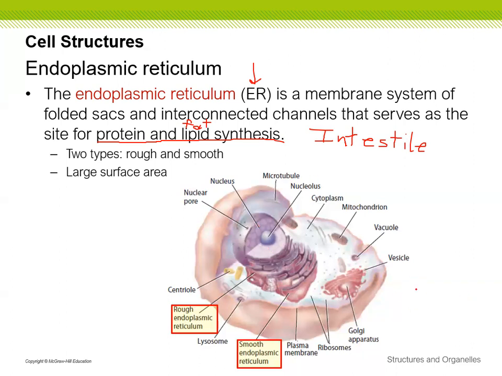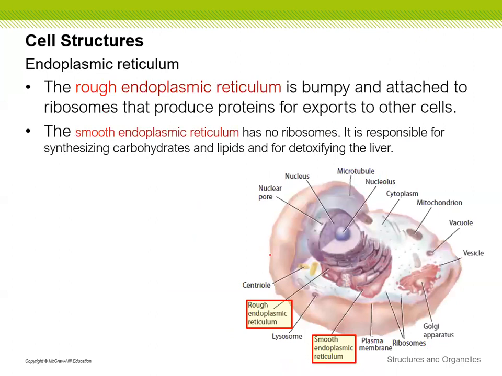Okay, so let's go into the difference between these two, a rough ER and a smooth ER. So the rough one is bumpy and it attaches to the ribosomes and it produces proteins for export to the other cells. Export means to send out, right? Saskatchewan exports a lot of potash. We mine it, we ship it out. The rough ER produces the proteins and ships them out.